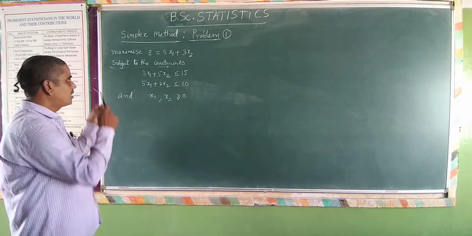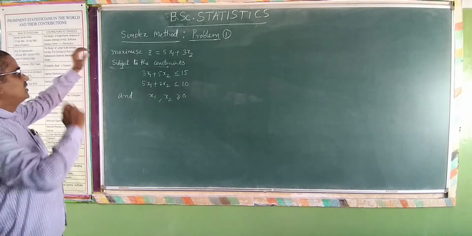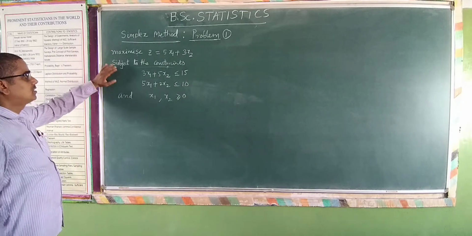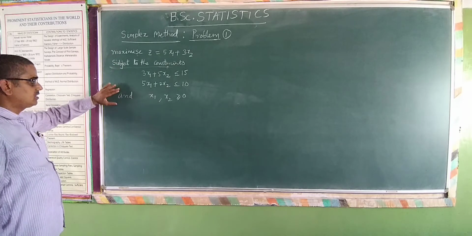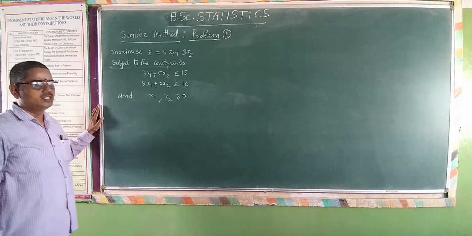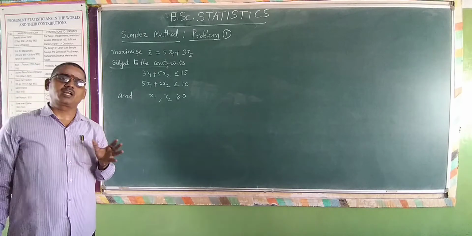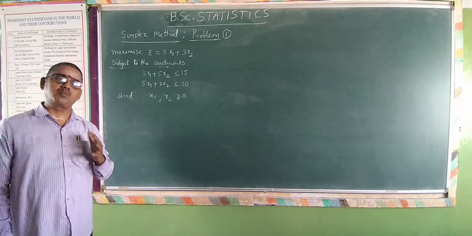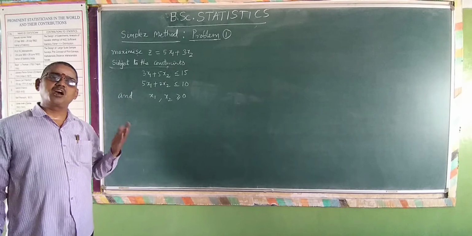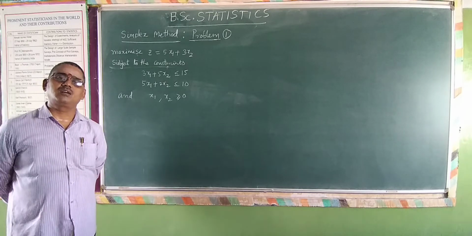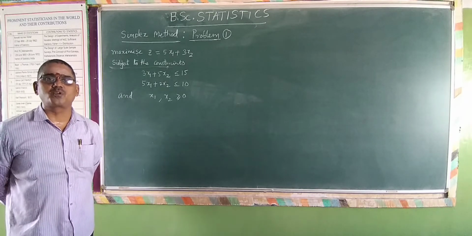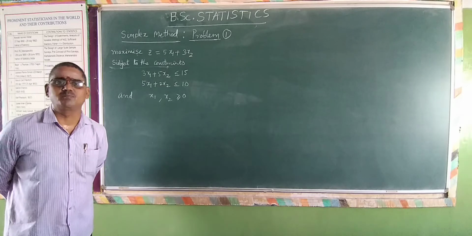So now you see here the problem. It is given maximization, two constraints, and non-negative restrictions. This is a linear programming problem. It is one such technique of solving a linear programming problem. Previously, we have learned the graphical method of solving a linear programming problem. Now we are discussing the simplex method.